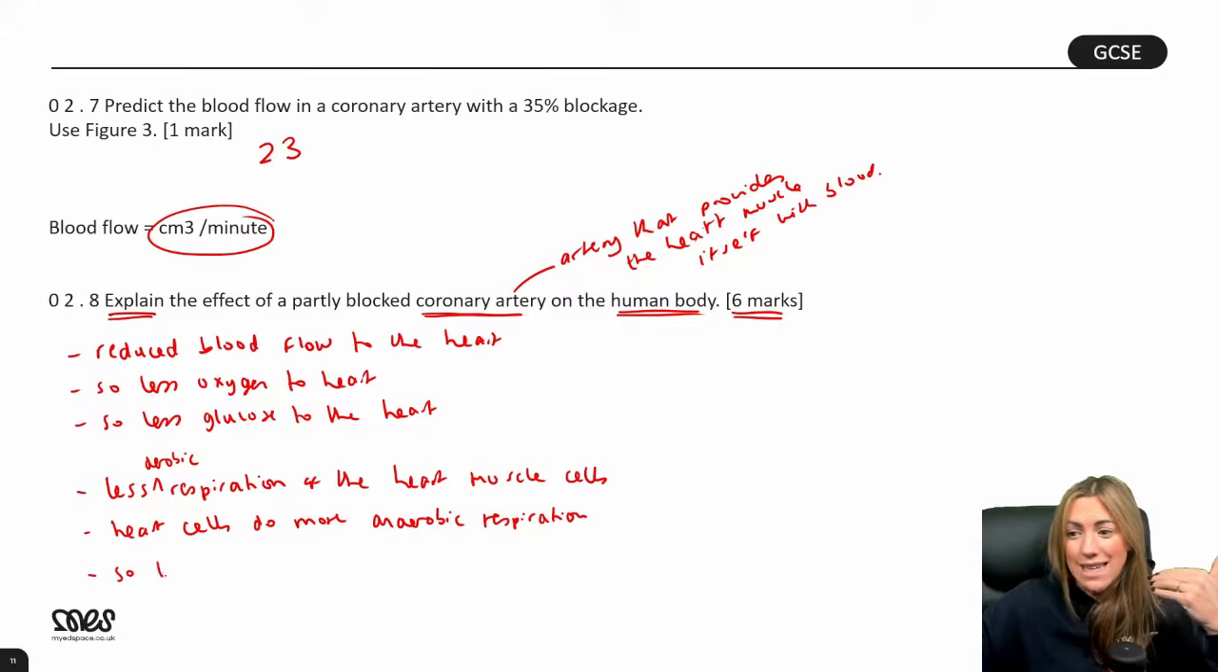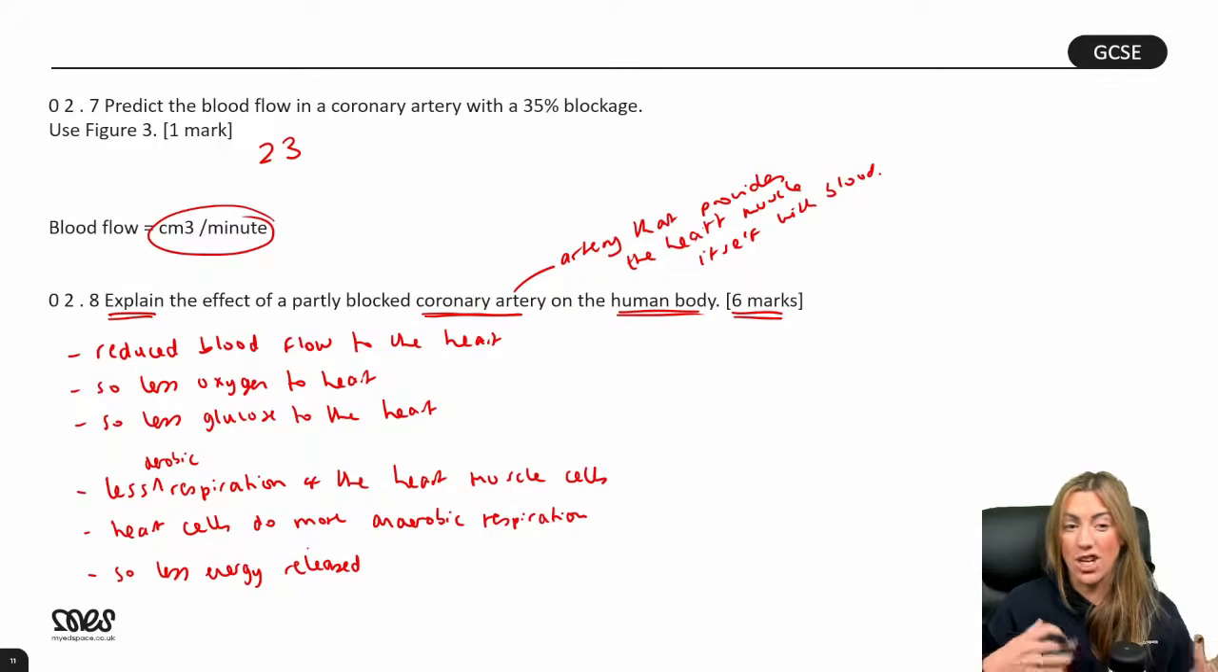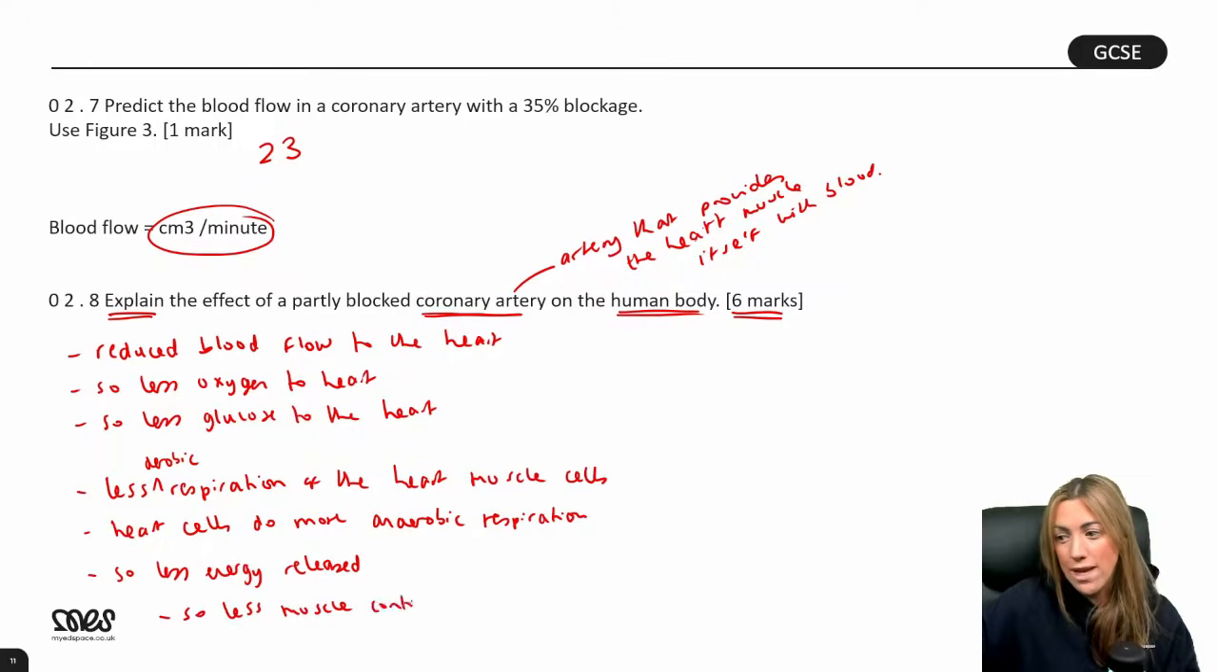Anaerobic respiration releases less energy. So you could get that marking point down. If they're doing less aerobic respiration, obviously they're getting less energy. And if they're doing anaerobic respiration itself, then obviously they're getting less energy because anaerobic respiration is less efficient. It does release less energy. So less muscle contraction, because muscle contraction requires a lot of energy. And if the heart muscles themselves are doing less respiration or they're doing anaerobic respiration, they're going to have less energy released, so less muscle contraction.